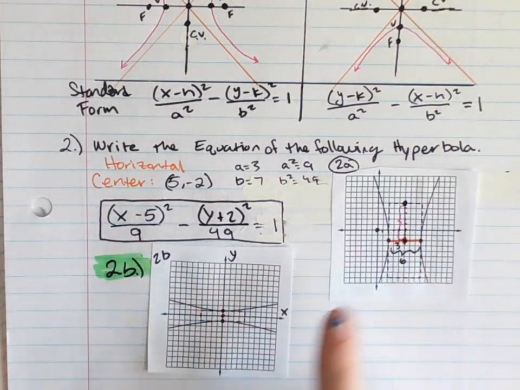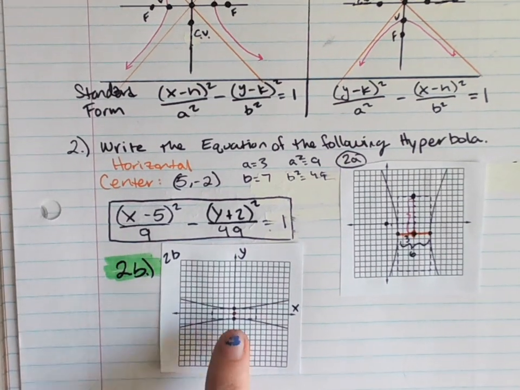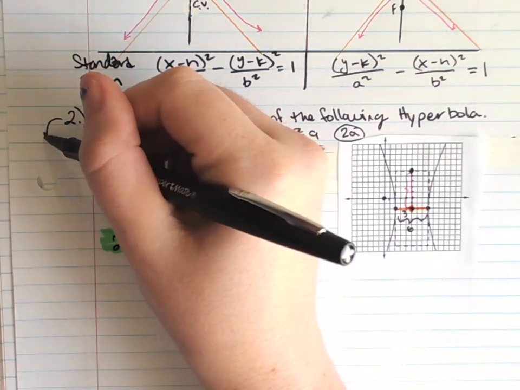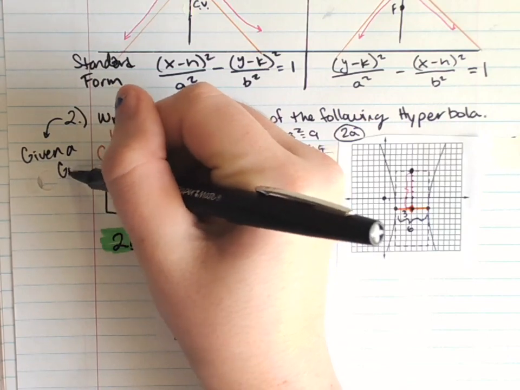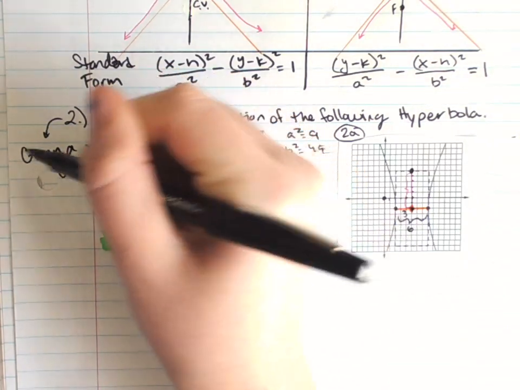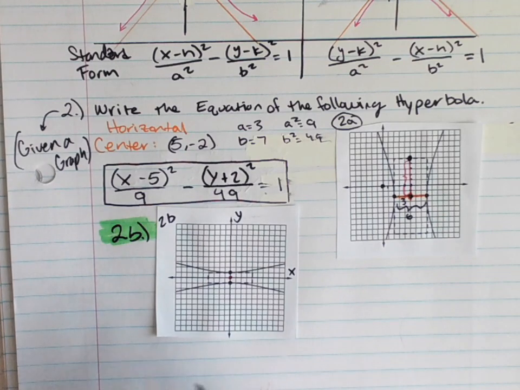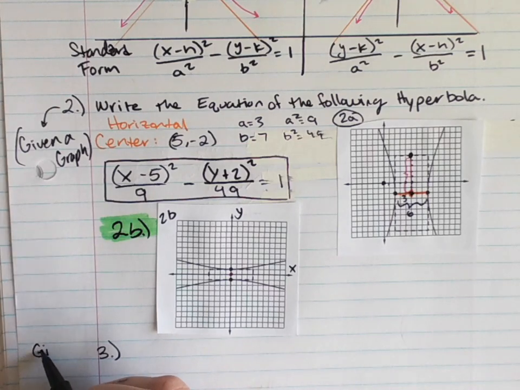So this was all about setting it up: if you were given a graph, can you write the equation? Notice that this one's going to be a vertical. So that was 2. This one is the set given a graph. Can you write the equation? Number 3 is given info.